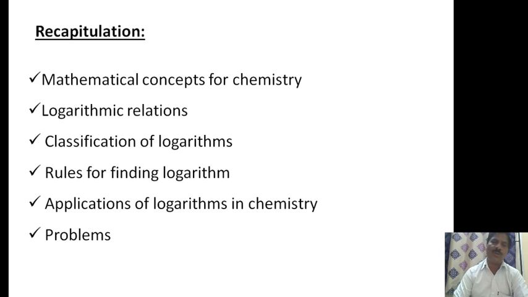So far we have studied the mathematical concept for chemistry. You have learnt the definition, the logarithmic relations, how to classify the logarithm, the rules for finding the logarithm, the applications of logarithm in chemistry, and how to solve the problems. These are what I have discussed in this session.